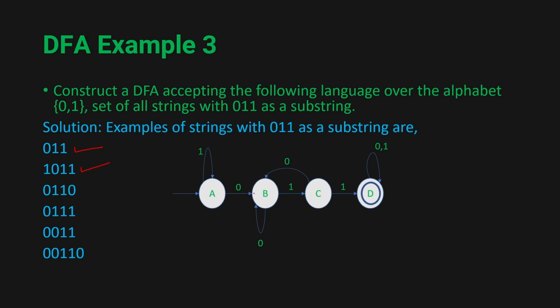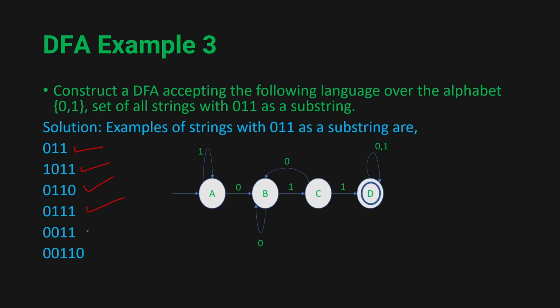So we are in state A, we get 0, we go to B, we get 1, we go to C, then we get 1, we go to state D, and here we get 0, we are in state D. Is it a final state? Yes. Similarly, 0, 1, 1, 1, same thing. You get 0, 1, 1, and then again 1, you are in state D. So this string is also accepted.